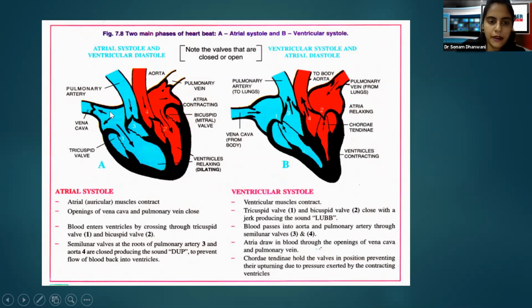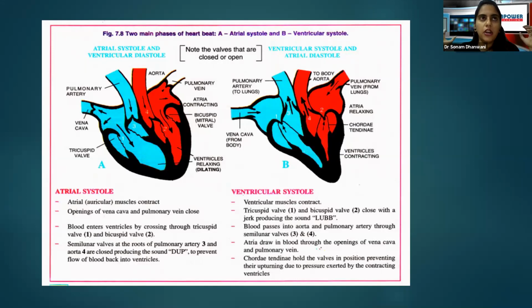तो यहाँ से अभी ब्लड एंटर हो रहा है एट्रियम से, ये वॉल्व्स को पास होके वेंट्रिकल में एंटर हो रहा है. उसके बाद what happens is semilunar valves at the root of the pulmonary artery and the aorta are closed, producing the sound dup to prevent flow of blood backwards into the ventricle. ये यहाँ आ गया blood, ठीक है. अब ये जो walls है, नीचे वाले जो walls है, semilunar walls, ठीक है. These are also going to close, ठीक है.